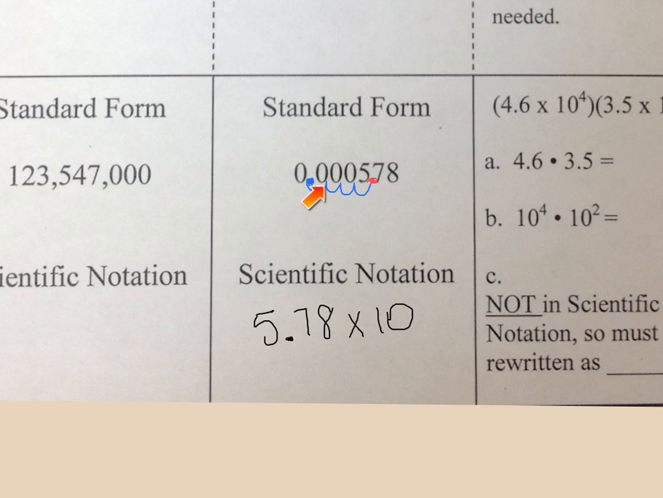We moved over 1, 2, 3, 4 spaces to the right. Since we started with a very small number, our exponent is going to be negative 4. So again, we started with a very small number. Anytime you have a small number, you're going to have a negative exponent. And we moved our decimal 4 spaces, so our exponent is going to be a negative 4.